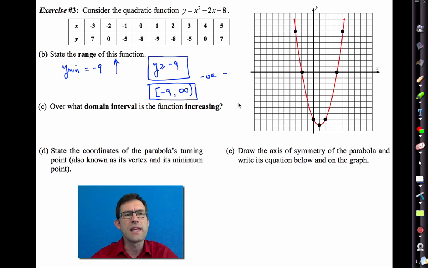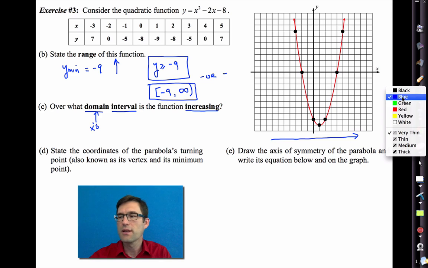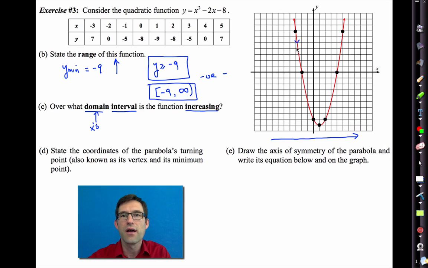Now look at letter C. Over what domain interval is the function increasing? Now this is important. Domain are the x's. In other words, I want you to tell me, over these x values, the function is getting larger. Remember increasing, decreasing? We always read the graph from left to right. So initially, actually let me stay in blue. Initially, right, the function is actually decreasing.